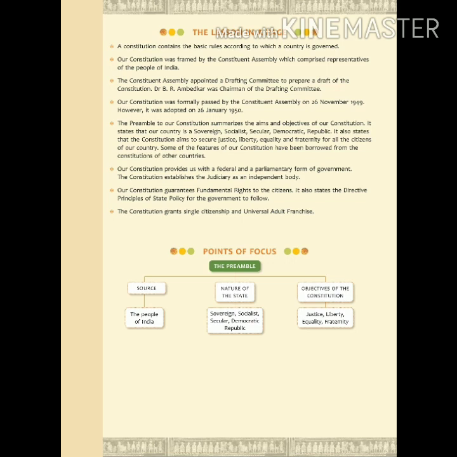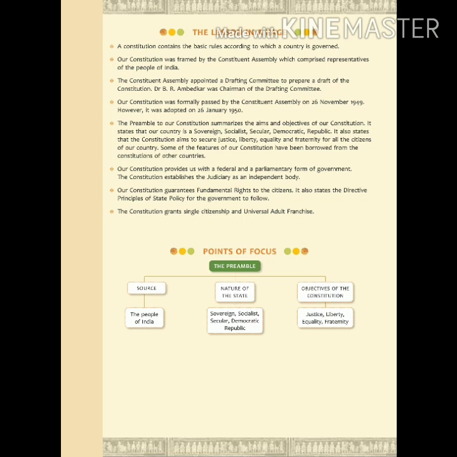Next, our Constitution provides us with a federal and parliamentary form of government. That means the government is not one government which manages the whole country. We have the central government, we have state governments, and then local governments also. Then the Constitution establishes the judiciary as an independent body. It is not run by any government. The president appoints the judges and it is an independent body.